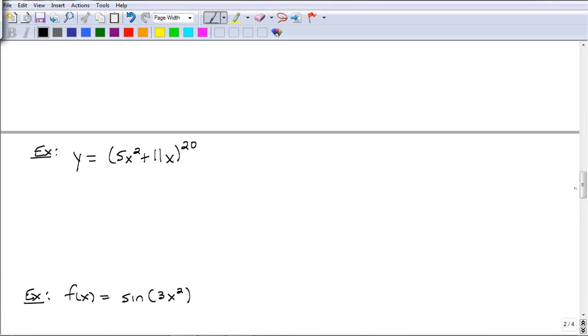5x squared plus 11x, to the 20th. That's a composition of two functions. X to the 20th would be f. 5x squared plus 11x would be g. But you can see g because you have the parentheses to tip you off. So to find the derivative, I take the derivative around the box.